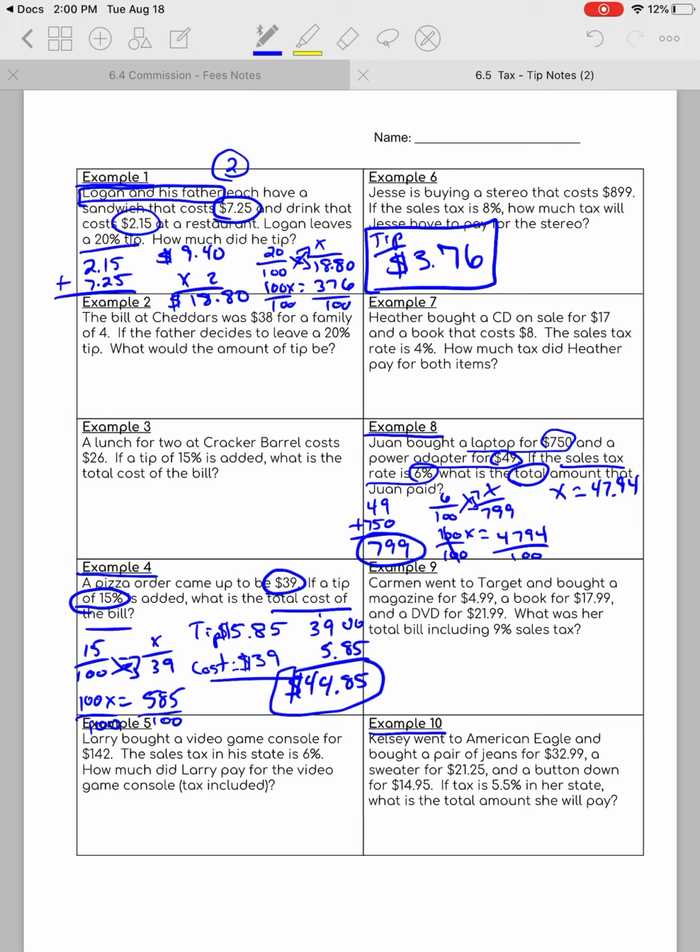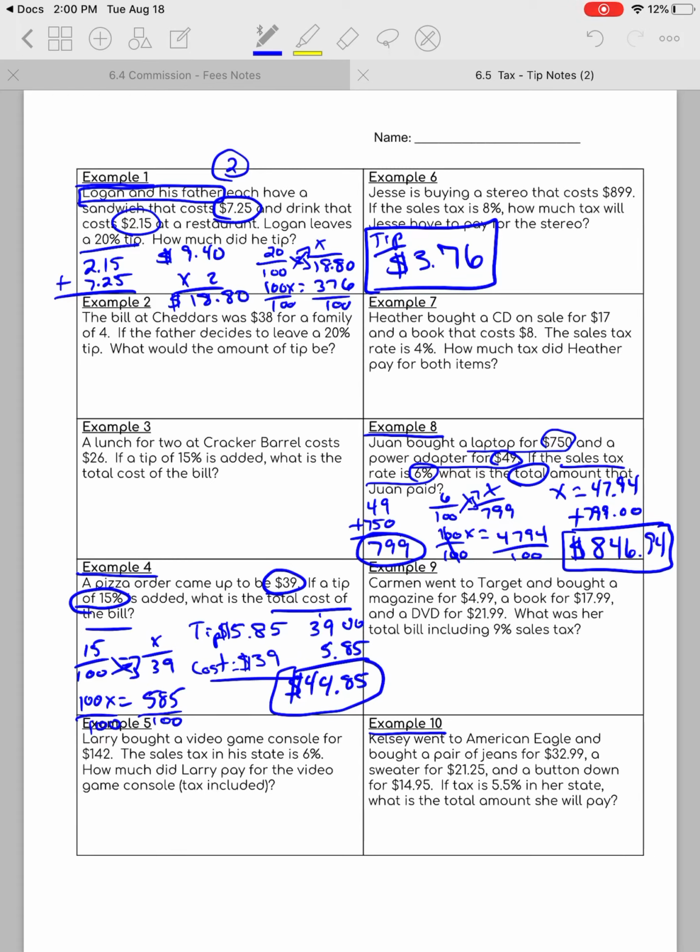It doesn't. Because if you notice, it says, what is the total amount that he paid? That means we need to add $799 to that. Because he paid $799 for the computer and the adapter. You get charged the tax. You got to add those together for a total cost. So $47.94 plus $799. Juan's total cost is $846.94.